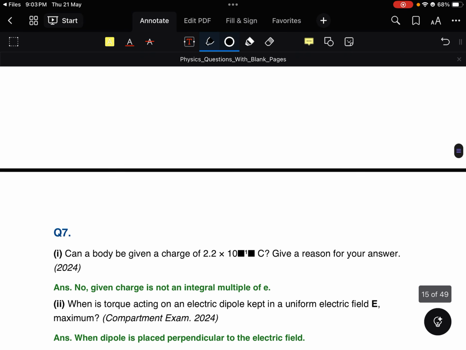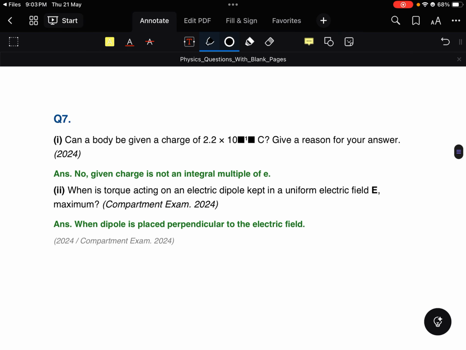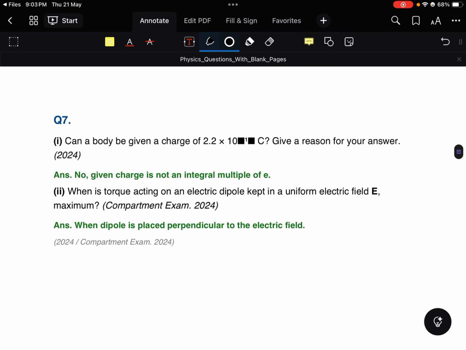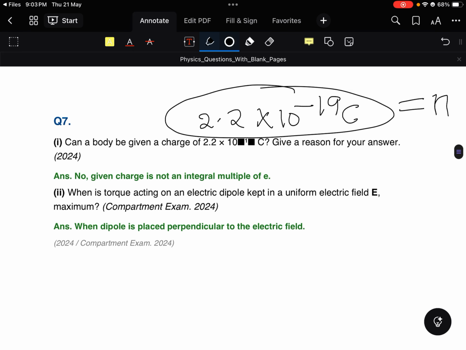So all of you do all the questions which are given under hit the target. These are the questions which are very important, and the same questions are asked. Can a body be given 2.2 into 10 power minus 19 coulomb? Whether this value of charge can be given to any body or not. So you find out the number of electrons corresponding to this. If this comes out in the whole number, then it can be given. Otherwise, it cannot be given.